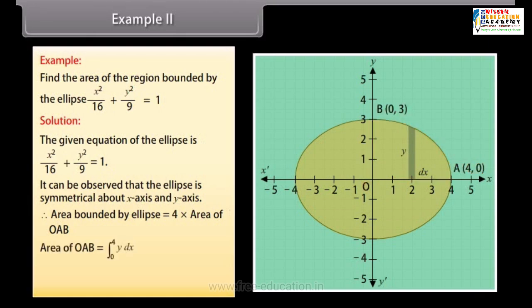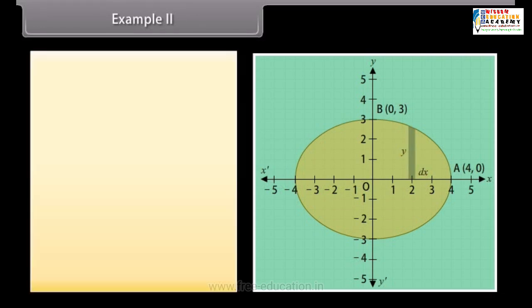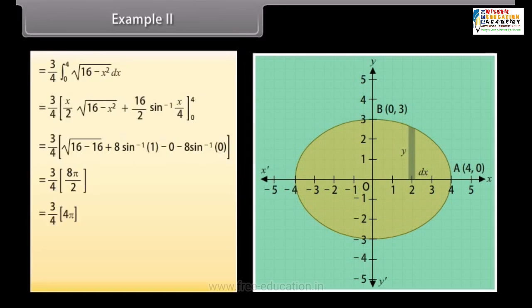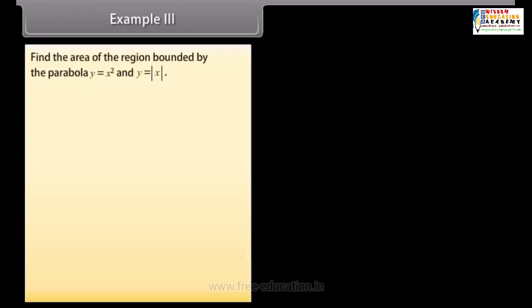Area of OAB equals integral from 0 to 4 of y with respect to x. By solving it, we get area of OAB equals 3 pi. Therefore, area bound by the ellipse is equal to 4 into 3 pi equals 12 pi square units. Example 3rd. Find the area of the region bound by the parabola y is equal to x square and y is equal to modulus of x.